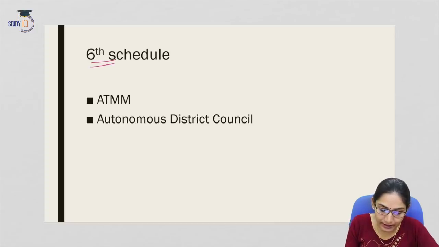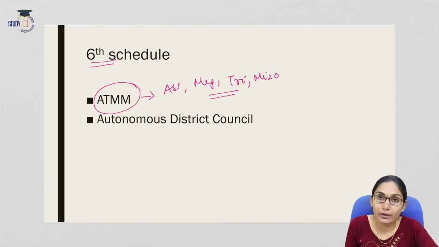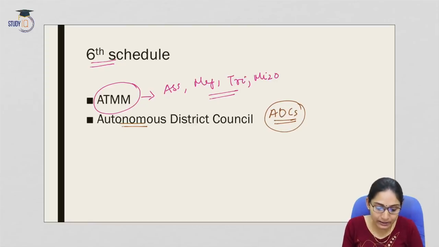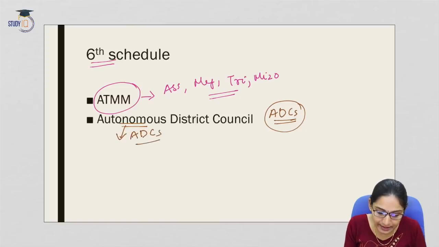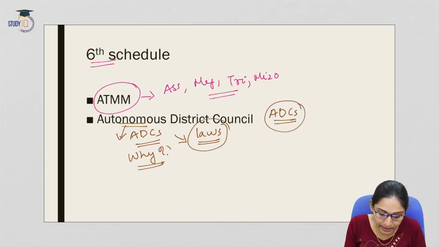Now let us come to the 6th Schedule of the Indian Constitution. Very important. The 6th Schedule is related to the special provisions given to 4 states in the country. These states are Assam, Meghalaya, Tripura and Mizoram. These 4 states are given certain special provisions in relation to their administration, and this has been recorded in the 6th Schedule. According to the 6th Schedule, special powers are given to the ADCs, that is the Autonomous District Councils. The ADCs have the power to enact certain laws in areas under their jurisdiction on a variety of subjects. Now why? What is the objective?